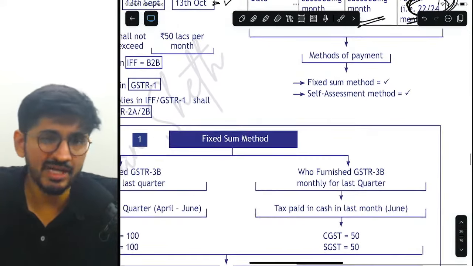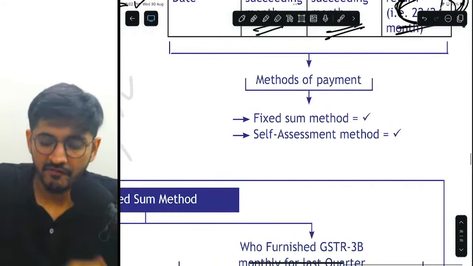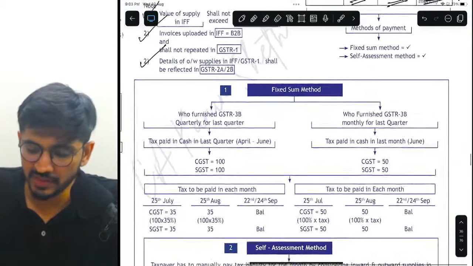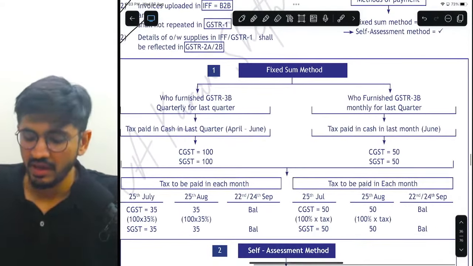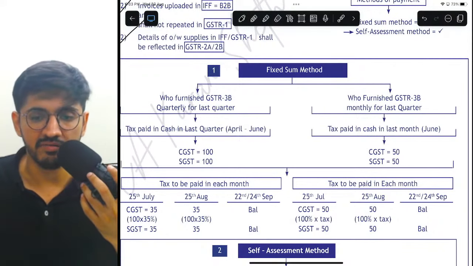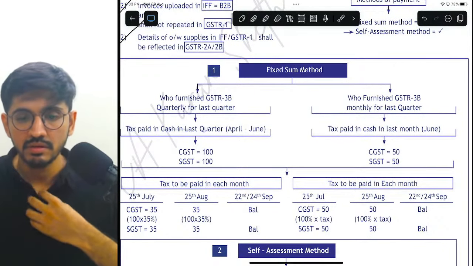Now the payment has to be made in two ways: fixed sum method and self-assessment method. Now, the fixed sum method, my dear friends, is very simple. Now understand one thing very clearly.